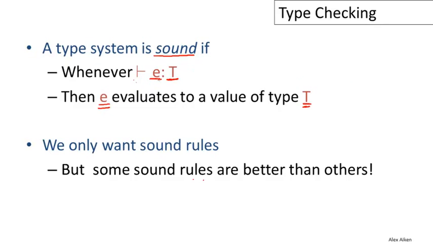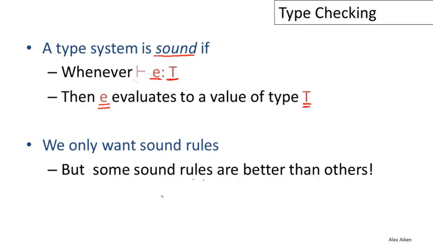So if the type system is able to give types to things that actually reflect what kind of value you get when you run the program, then we say that the type system is sound. Now clearly we only want sound rules, but some sound rules are actually quite a bit better than others.